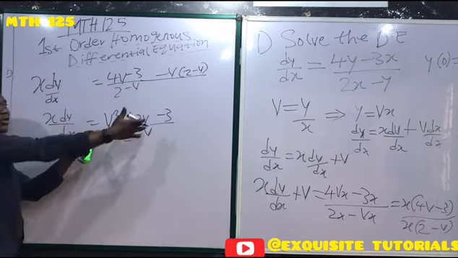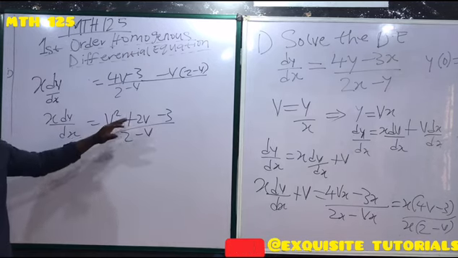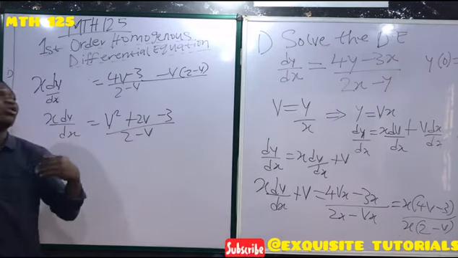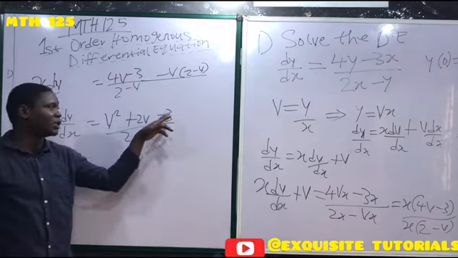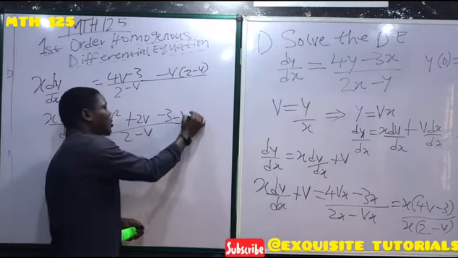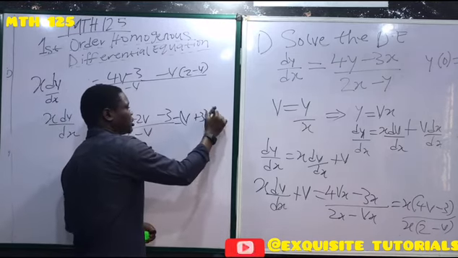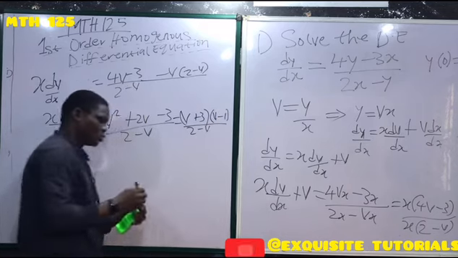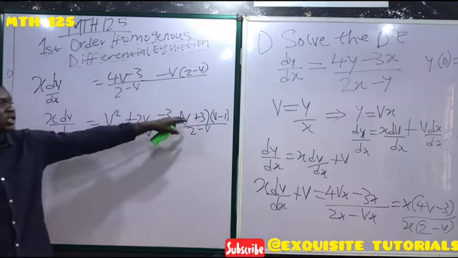Now I can factorize this expression at the numerator. I will have to think of two numbers such that their product is minus 3 and their sum is 2. Those two numbers are 3 and minus 1. 3 times minus 1 is minus 3, and 3 minus 1 is 2. So if I factor out, I will have v plus 3 bracket v minus 1 all over 2 minus v. So this is what we get if we factorize.